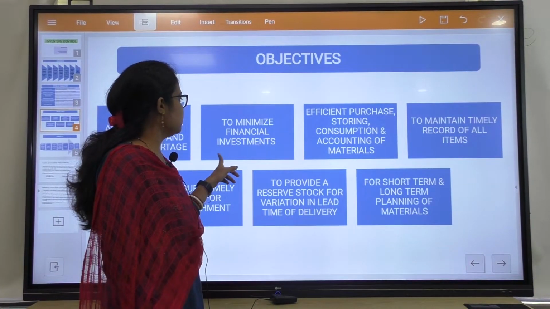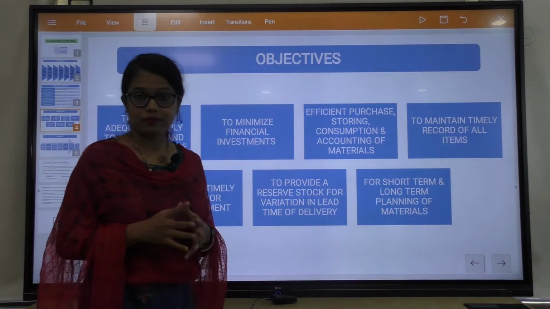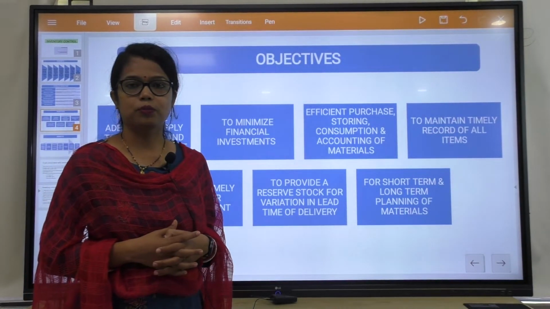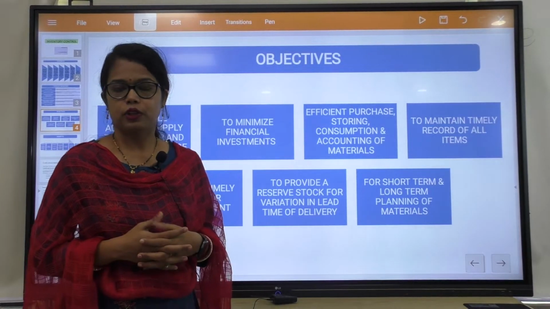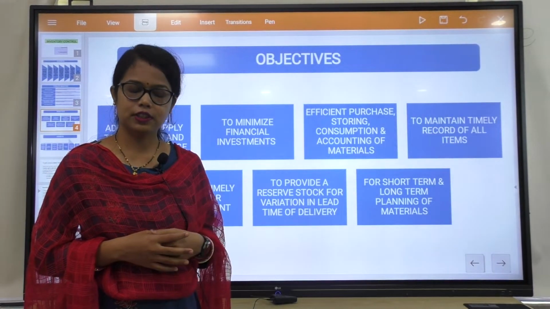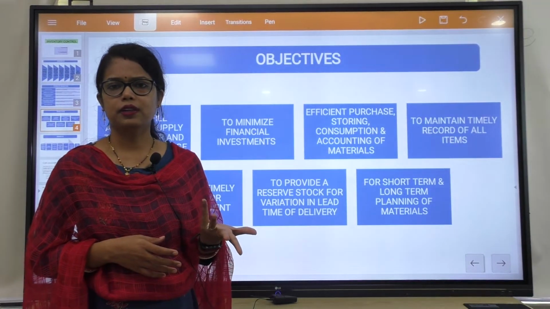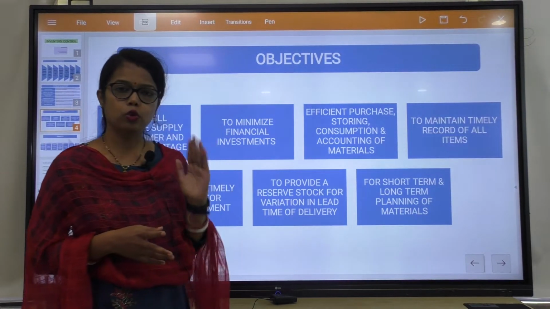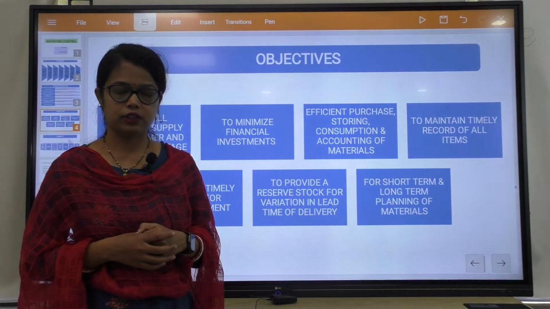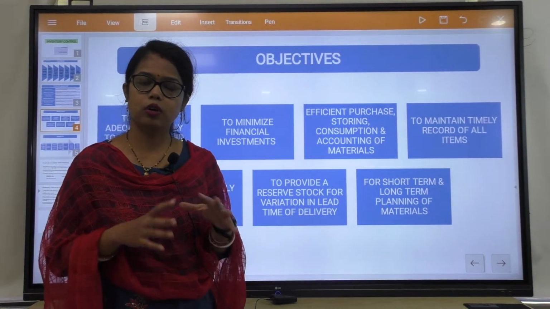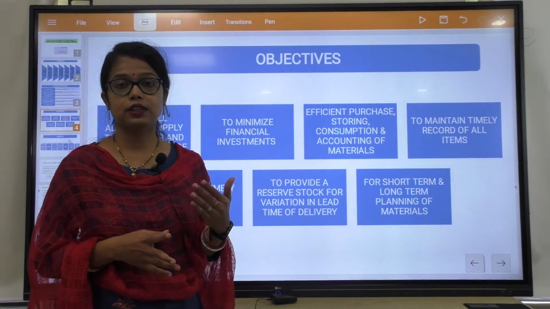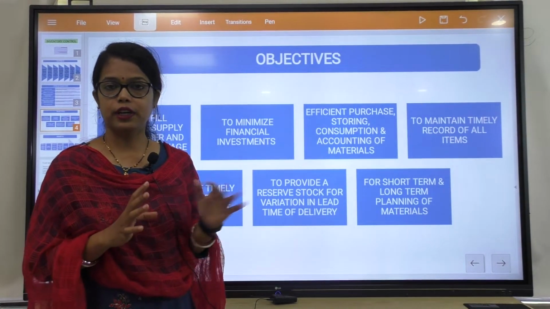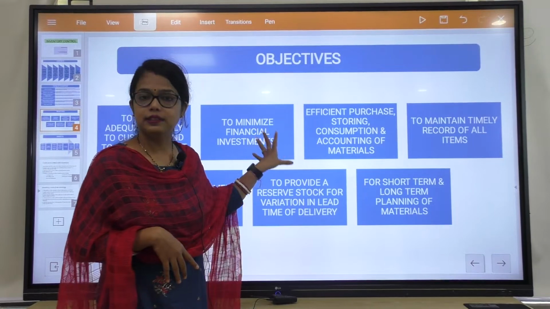Then the second point is to minimize the financial investment. It is the most important point. The company always wants to gain profit, more and more profit. So, if the financial investment is low, then the company can get more profit, clear. Obviously, if we know the control processes of the inventories, that means how to control all these parts, then definitely the financial investment will be low. That is our most important objective, our most important motto, to minimize the financial investment.